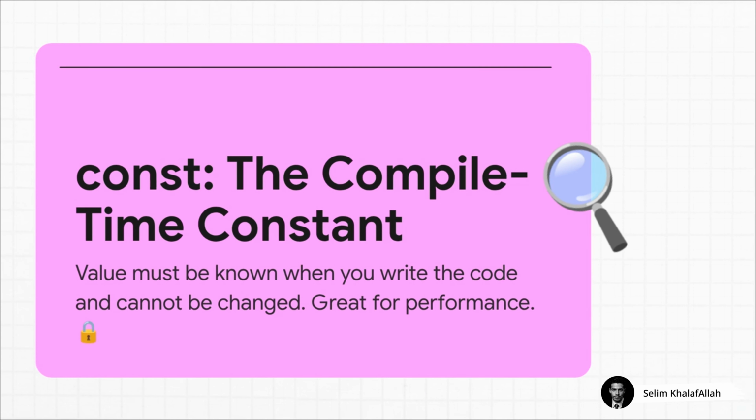And then there's const. It's like final's stricter older brother. Its value also can't be changed, but with const, the value has to be a true constant. It has to be known when you are writing the code, before the app is even built. Think of things like pi, which is always 3.14. Now, why bother with this? Performance. Using const, especially with Flutter widgets, tells Flutter, hey, this part of the screen will never ever change, so it can optimize like crazy and skip rebuilding it.